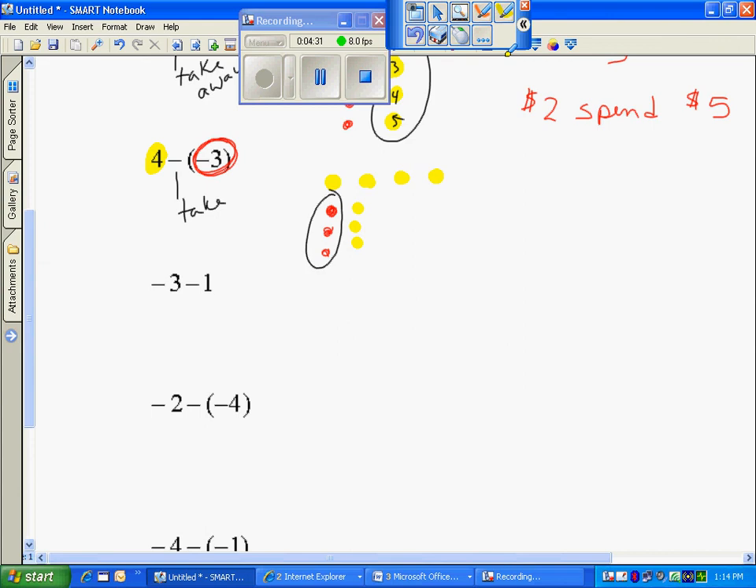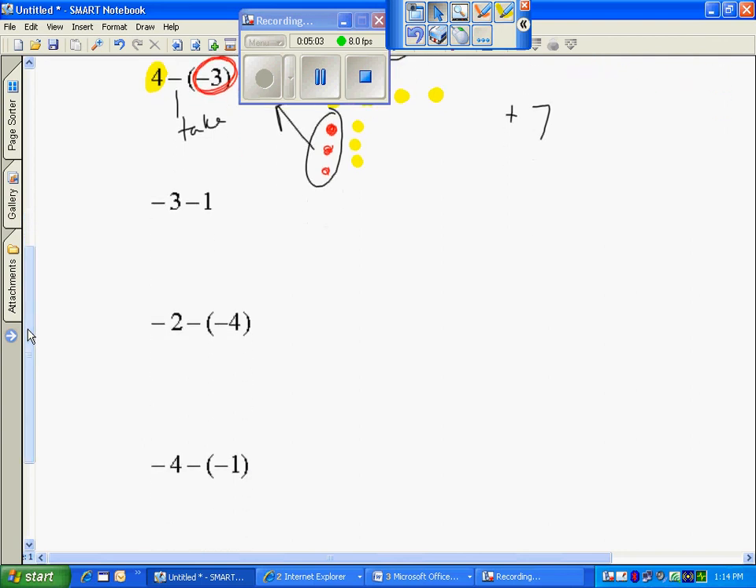I'm going to take these out, and what's left? It looks like I have 4 that are yellow on the top and 3 more from my 0, so I have a positive 7. I have 7 yellow tiles. If you think of it in terms of money, it's a little bit more difficult. I had $4, and I'm going to take away a $3 debt. So if I don't owe $3 anymore, that means I'm a good $3 more with my 4, which totals 7.